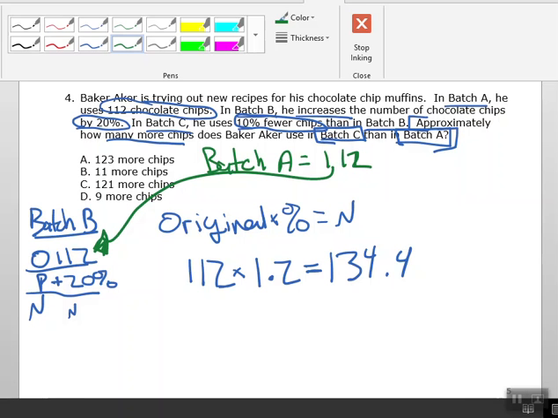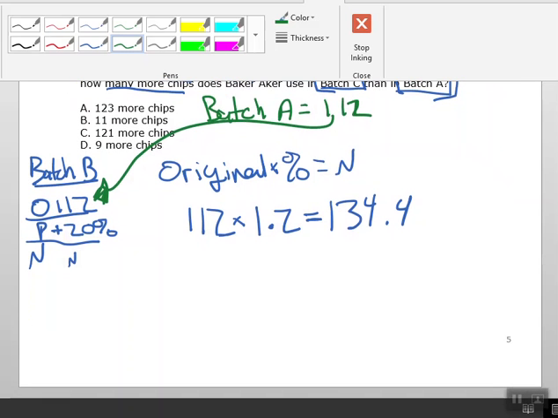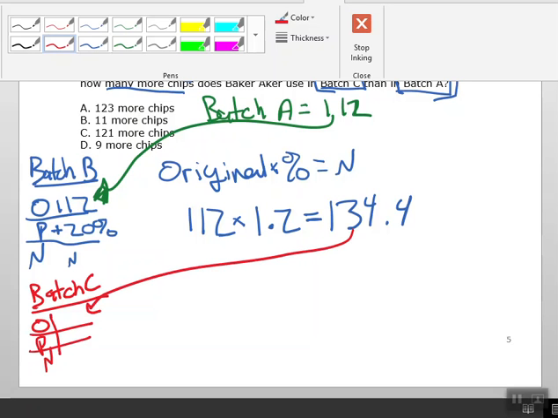Okay, but now to find batch C, let me scooch down here a little. Hopefully I have enough room. I'll do a new color. I'll do red. For batch C, my OPN, I'm going to use this number as my original number. So that's going to be 134.4. All right. My percent is a percent decrease of 10%. And then I'm going to find my new, that's what I don't know. So I'll do my original here.